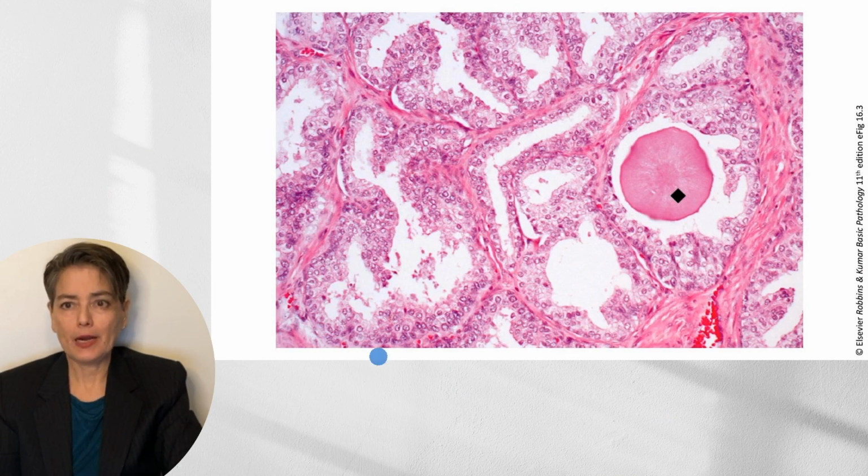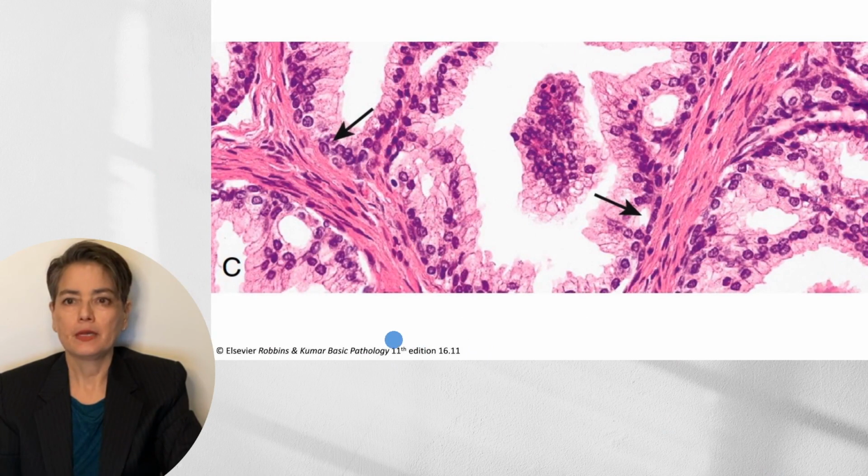Let's look on higher power so you can appreciate what is going on with this hyperplastic epithelium. Here you can see that the epithelium is thrown up into folds and arches, and we have here, where these arrows are demonstrating, some basal cells. Again, these are very subtle and can be hard to recognize.